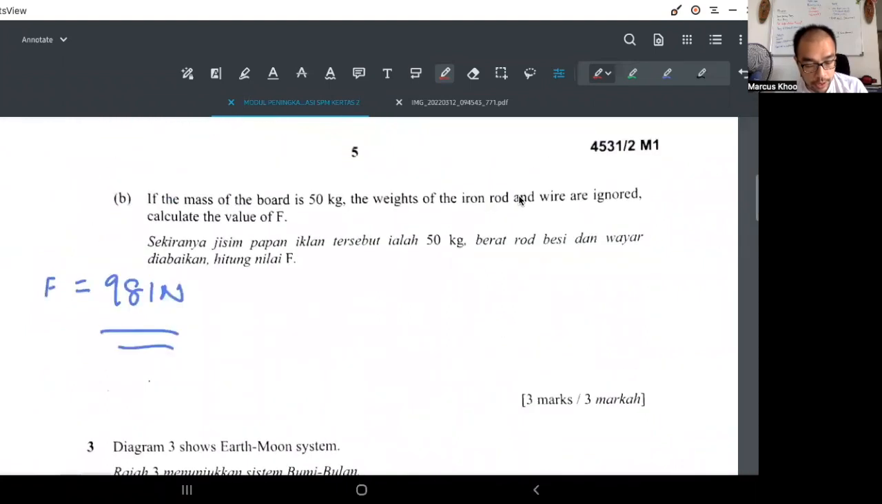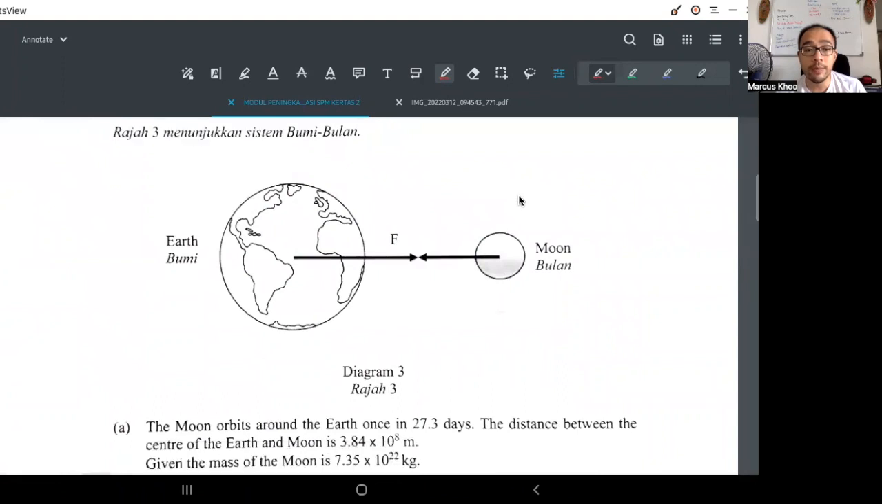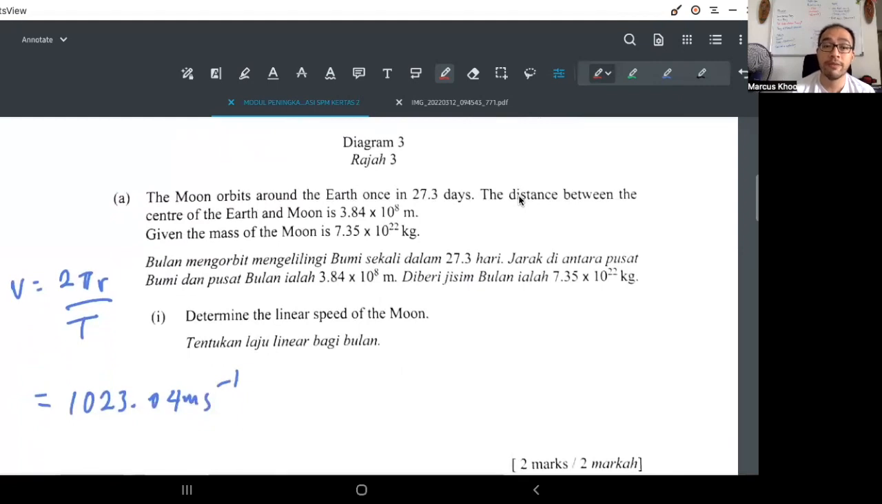Okay. Right, number 3, diagram 3 shows the Earth-Moon system. The Moon orbits around the Earth once in 27.3 days. The distance between the Earth and the Moon is given as this. Given the mass of the Moon is 7.35 times 10 to the power 22. First determine the linear speed. The linear speed formula is given over here, 2 pi r over t.